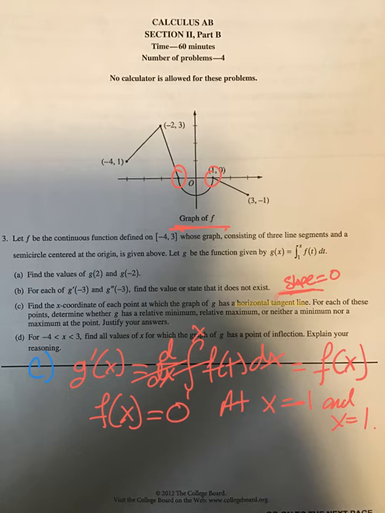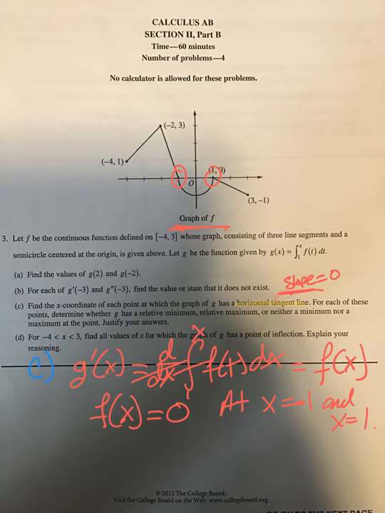Now, we've got to figure out at each one, is it a maximum or a minimum? Well, what happens here? Remember, this is the derivative of g. f of x is my derivative, right? So after you figure out the critical points, you make a sign chart. We can do it in our head and figure out the sign of the derivative.